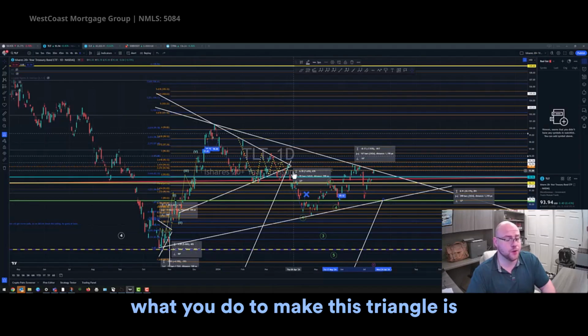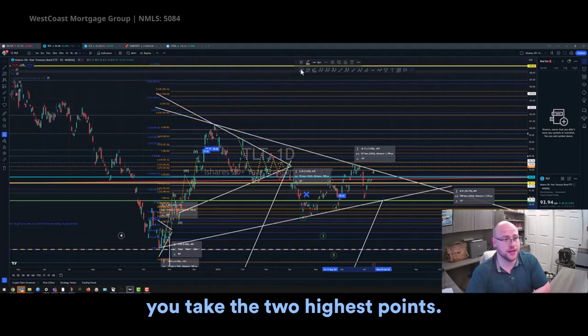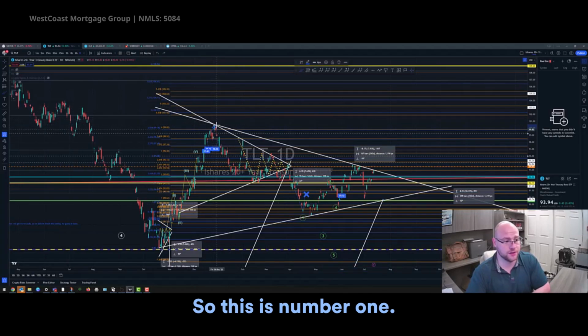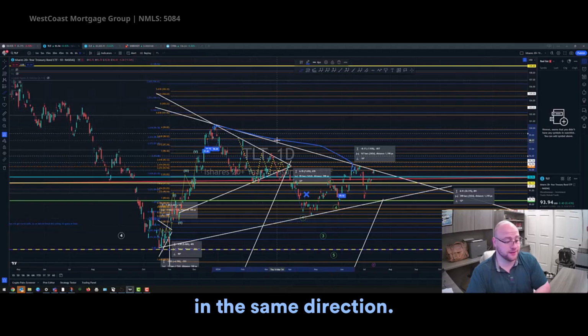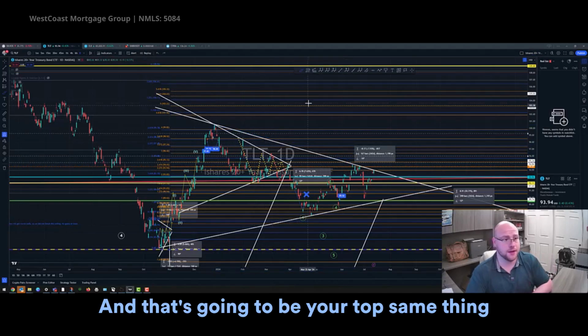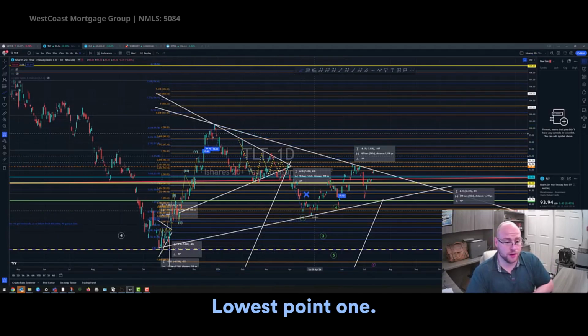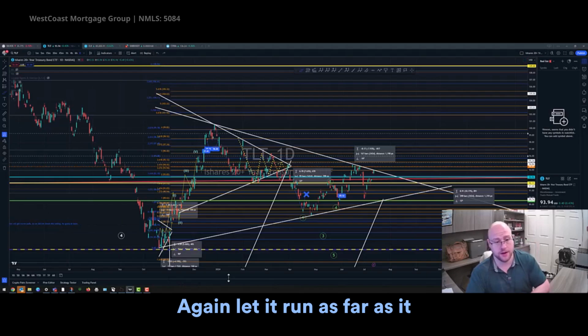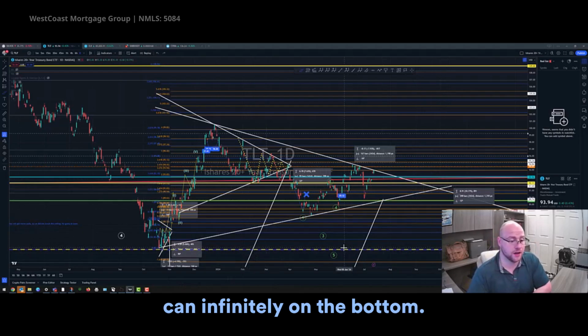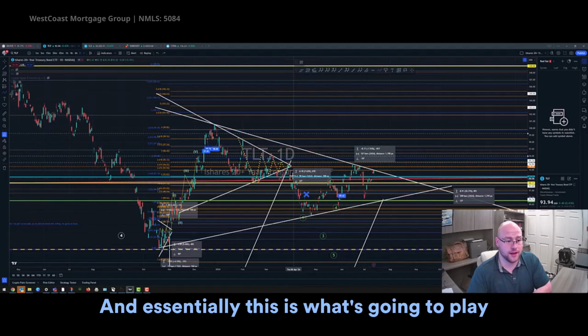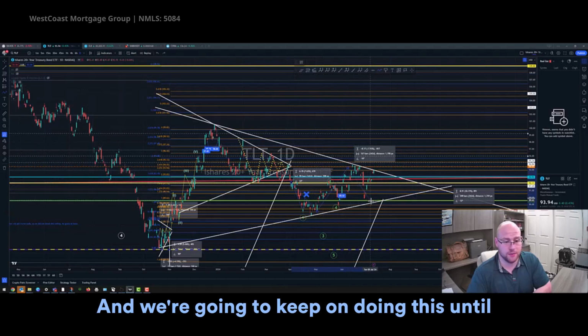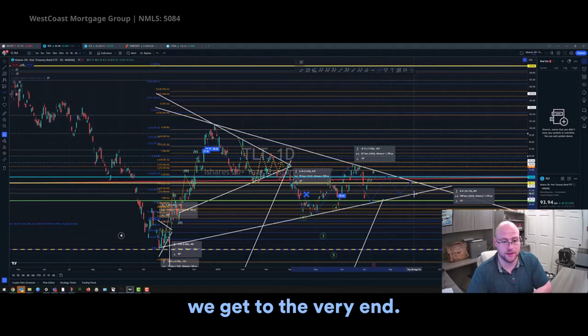Now, what you do to make this triangle is you take the two highest points, so this is number 1, this is number 2, and then you let the line go infinitely in the same direction, and that's going to be your top. Same thing on the bottom, lowest point 1, lowest point 2. Again, let it run as far as it can infinitely on the bottom. And then it gets you into your triangle, and essentially this is what's going to play out, and we're going to keep on doing this until we get to the very end.